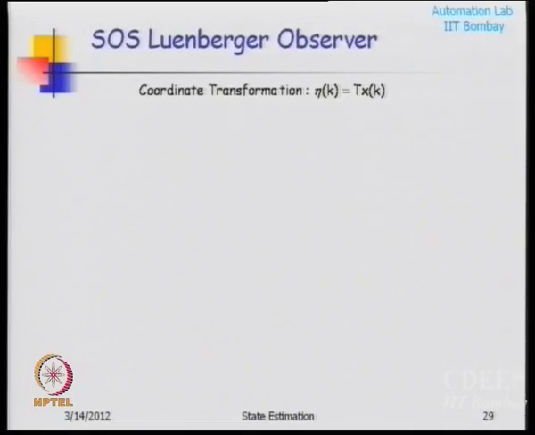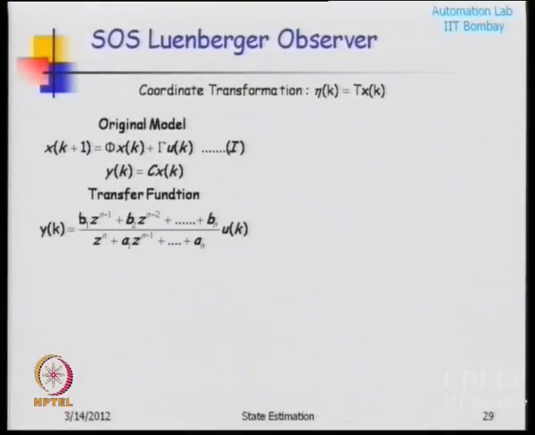I am going to transform from x to a new state variable, eta. First of all, I am assuming that there is only one measurement. If there is one measurement, then the L matrix has only n unknowns. L is an n cross 1 vector, and I want to estimate the elements of this vector. So this is my original model, and this is the transfer function.